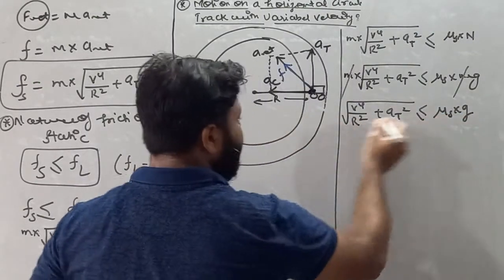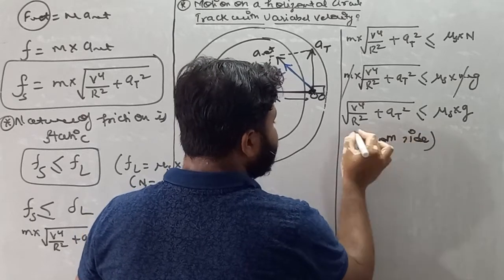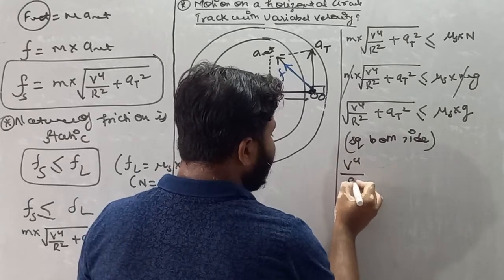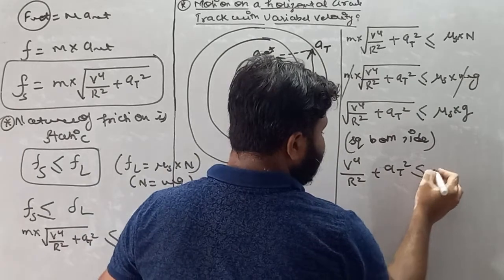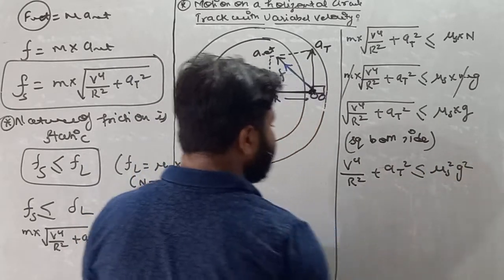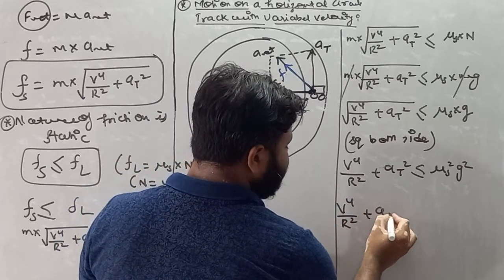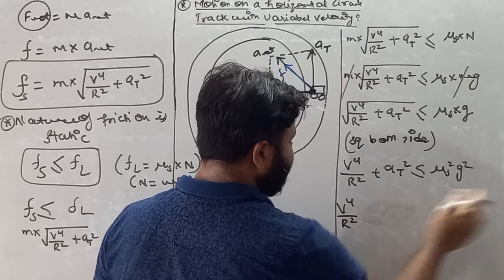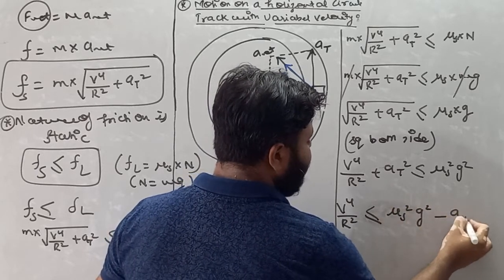Now my dear student, I am squaring both sides. So after squaring, the root gets cancelled, and on this side it will be square. So v raised power 4 by r square plus AT square is always less than or equal to mu square g square. Now I am taking AT to this side, so v raised power 4 by r square must be less than or equal to mu square g square minus AT square.